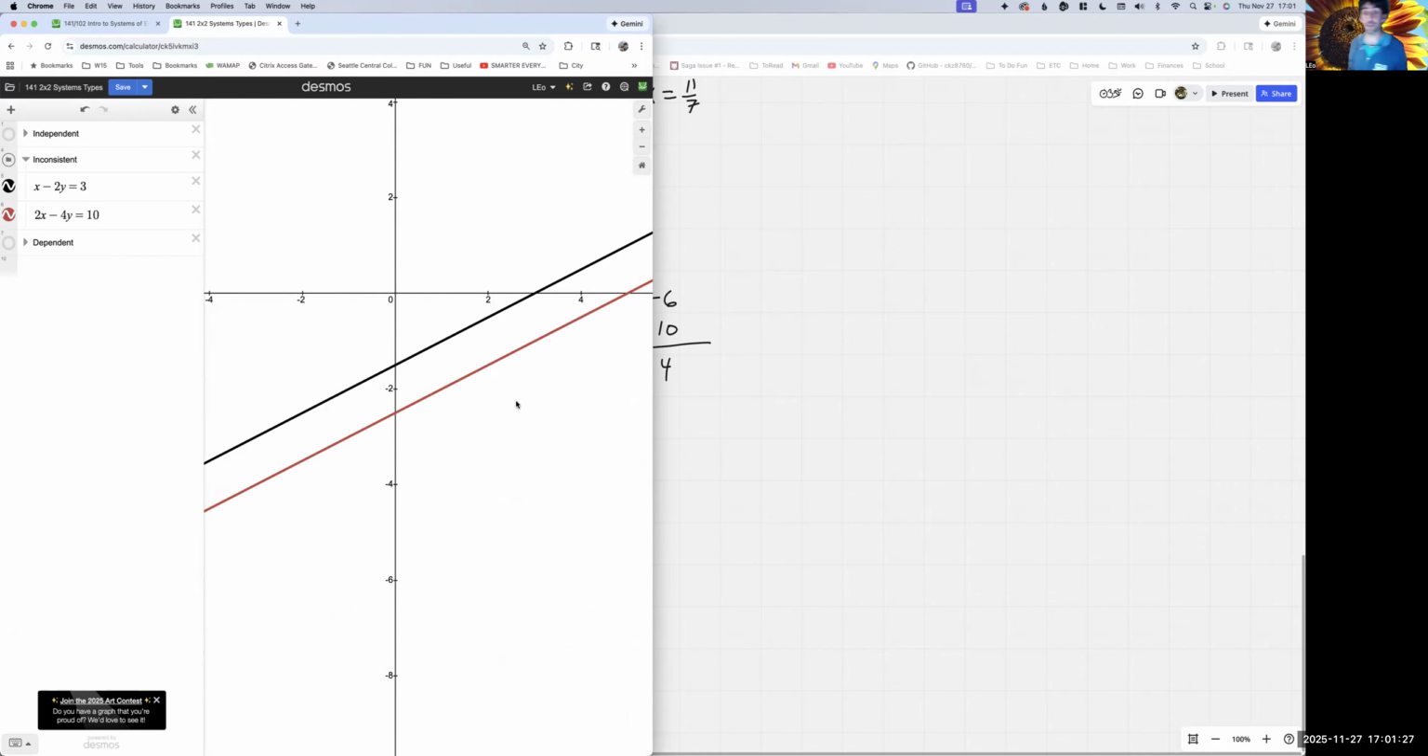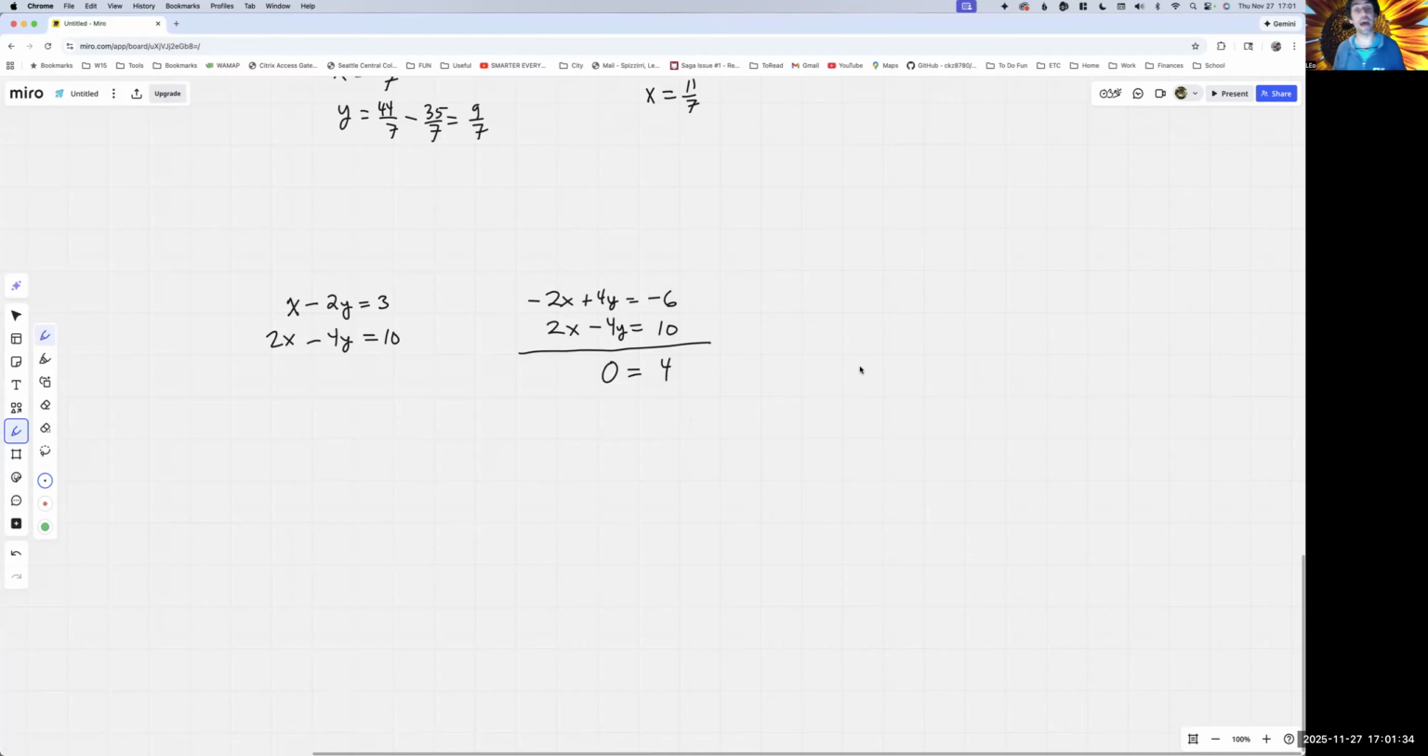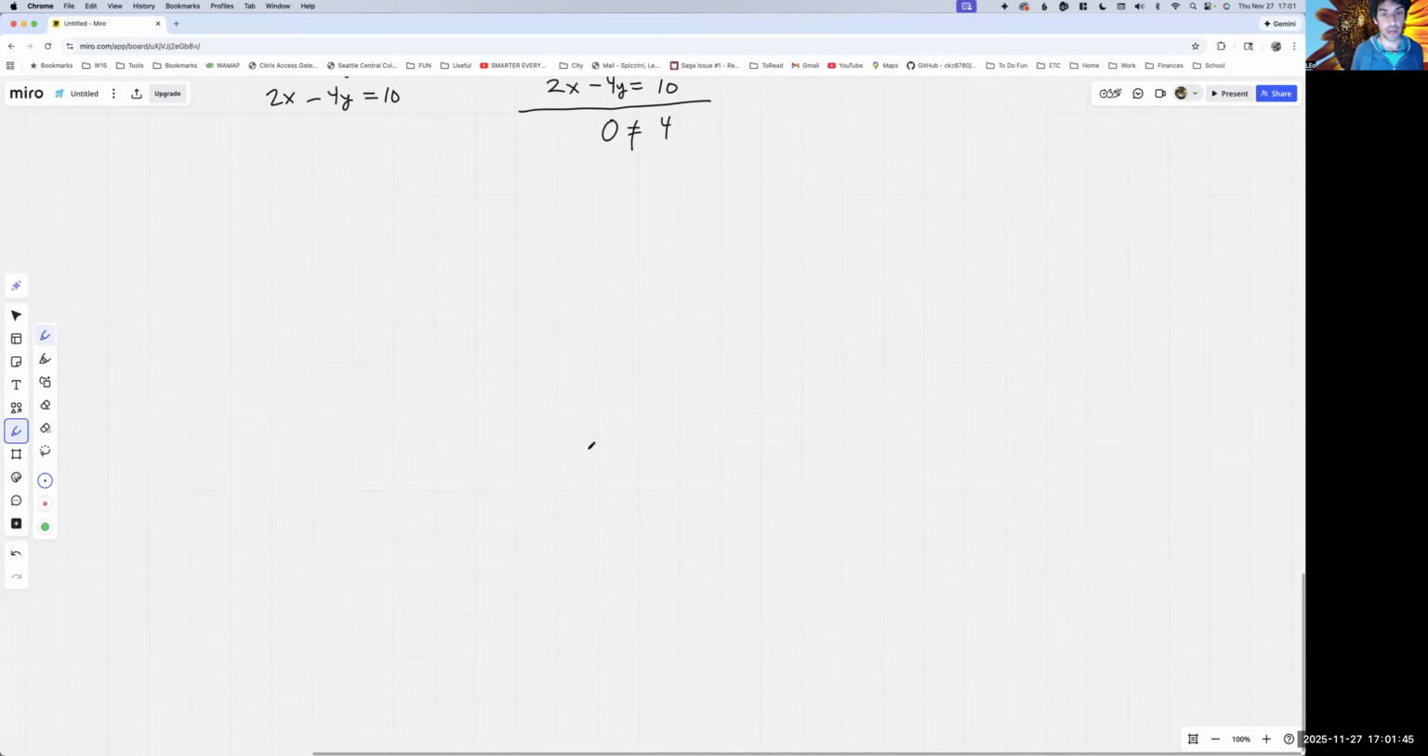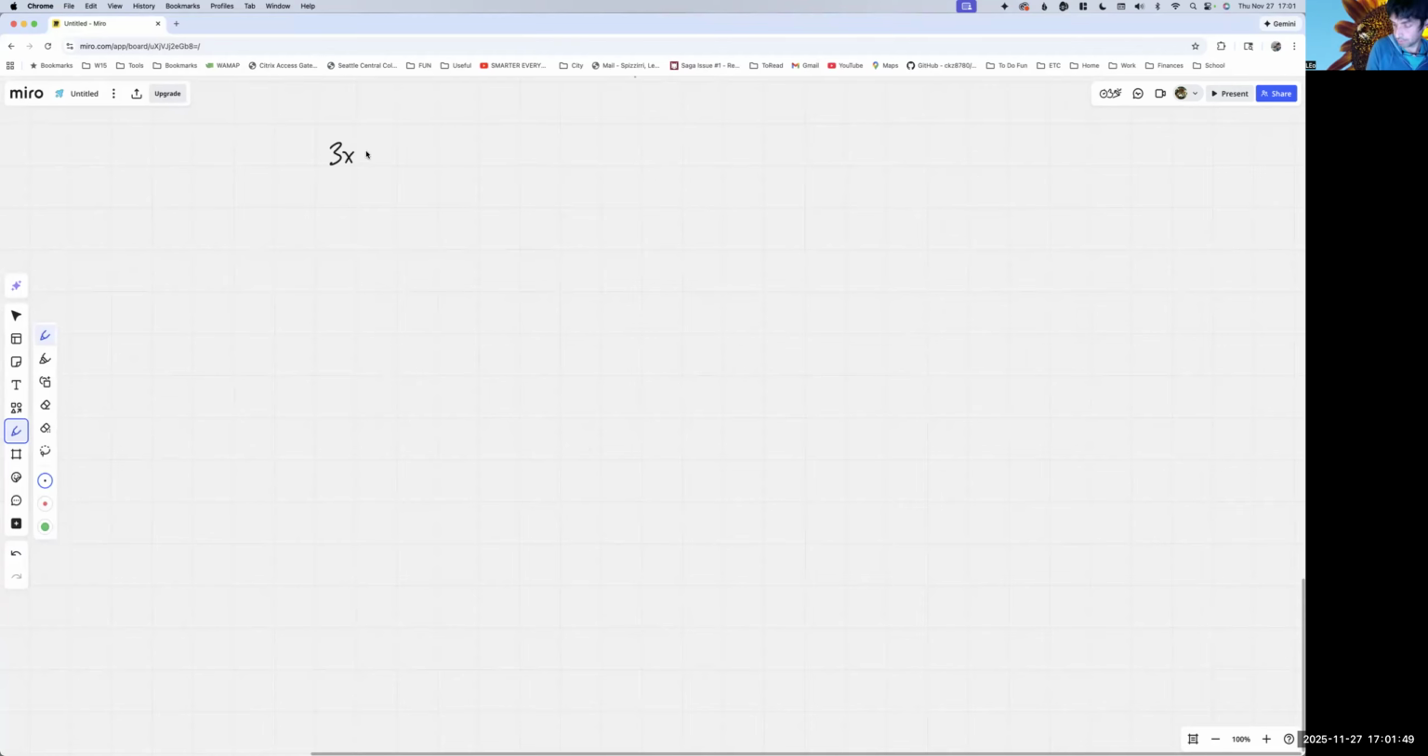And so we went looking for a solution. There wasn't a solution. And that's why we get this nonsense back, right? 0 equals 4, which it doesn't. And so we know that in this case, our system is inconsistent. There are no solutions. All right, let's do one last example. 3x plus 6y equals 9. X plus 2y equals 3.